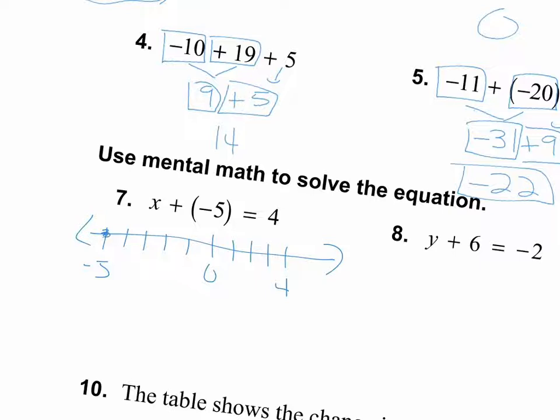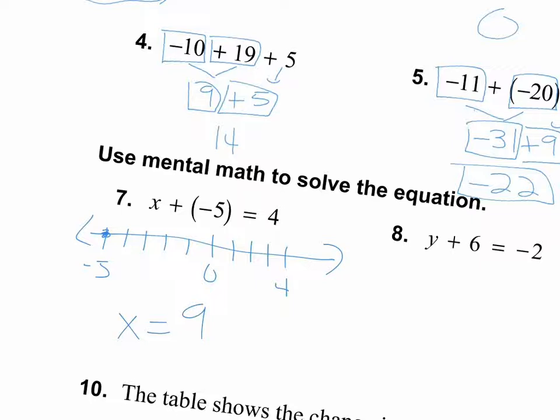So somehow this point here has to get to positive 4. So this point here has to get all the way to positive 4. So how many do I have to, if we're moving to the right, I'm adding, right? So how many do I have to add? I have to add 1, 2, 3, 4, 5, 6, 7, 8, 9. So x has to equal 9.